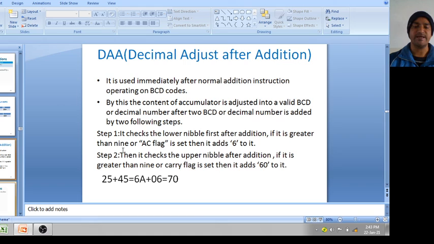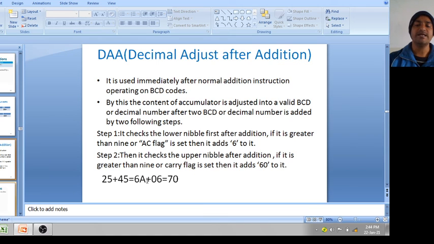How does it work? Suppose you are adding two numbers, 25 and 45. Suppose 25 is available in the A register and 45 is available in the B register. Now you will apply ADD B. It will give the result in the hexadecimal number system, 6A. Now after applying DAA, after ADD B, it will check this lower order nibble A. It is greater than 9, so it will add 6.